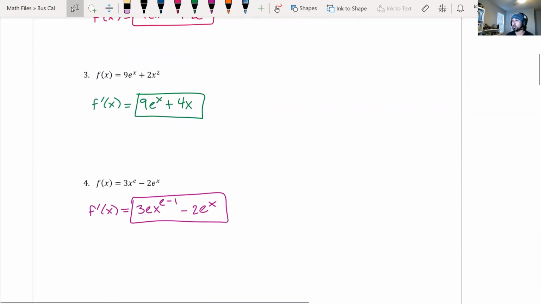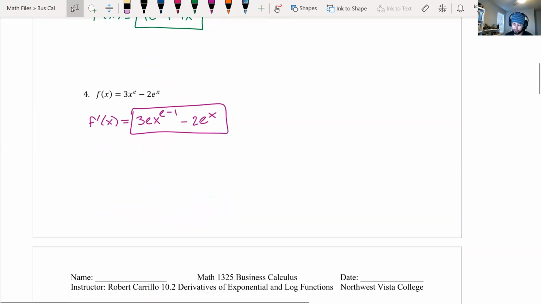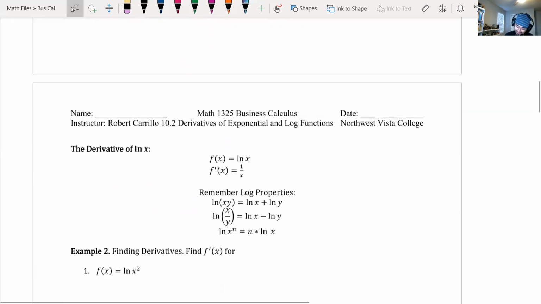If you're wondering why the derivative of e to the x is e to the x, well, it involves limits and the difference quotient. So we could explore that later if you wanted. Okay.